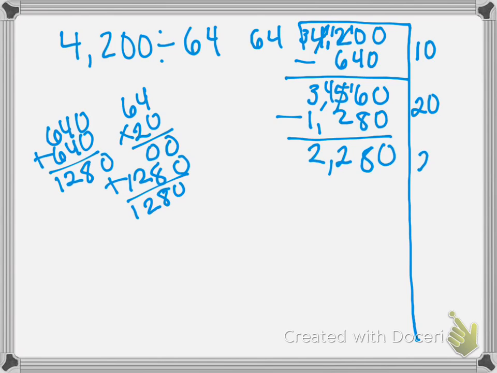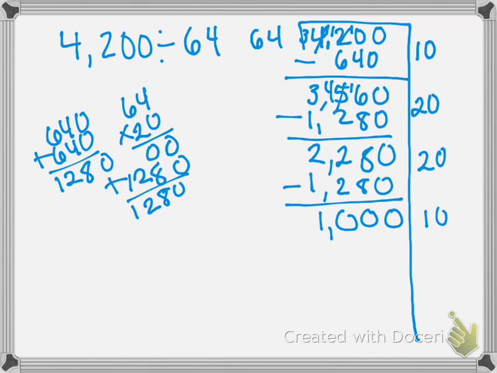Okay, I'm going to do that again. I can see that that would fit again. I'm left with 1,000. I can't do 20 again because 1,280 is too much. So I'm going to go back to 10. I'm going to go back to 640 and subtract that.